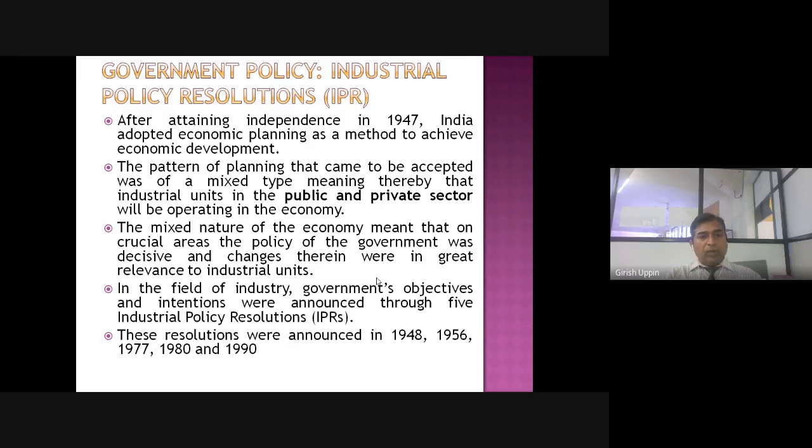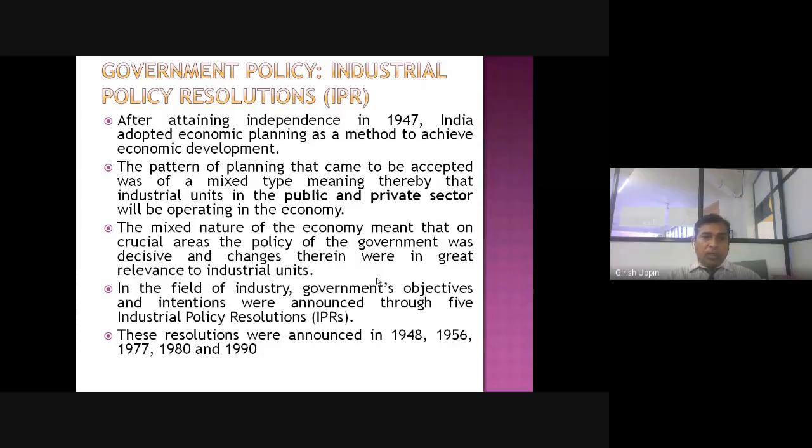In the field of industry, the government's objectives and intentions were announced through the five industrial policy resolutions, or IPRs. So whatever the government intended to do, its intentions and objectives, came through the IPRs.